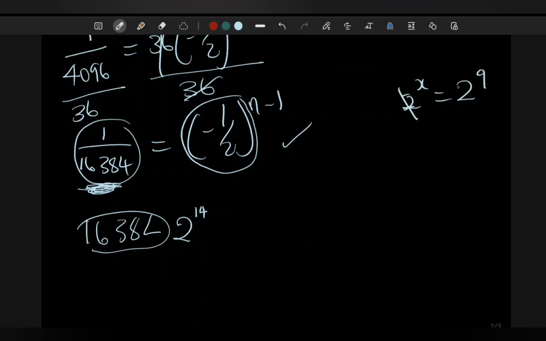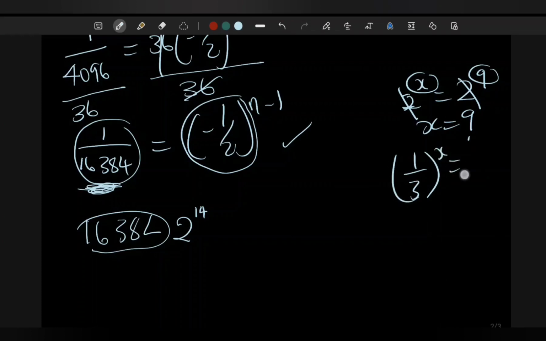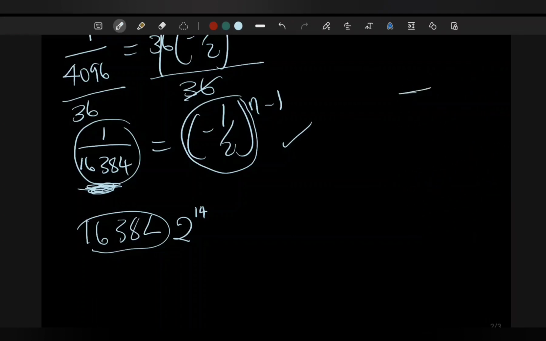Since the bases are the same, you can drop them and equate the exponents. So you'll say x equals 9. If you have 1 over 3 to the power x equals 1 over 3 to the power 9, you can drop this and say x equals 9, and so forth. So this is a general law of exponents. If the bases are the same, you equate the exponents.